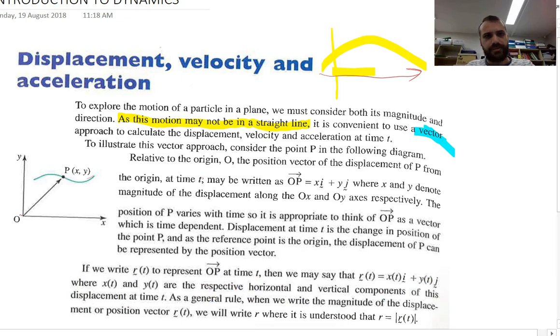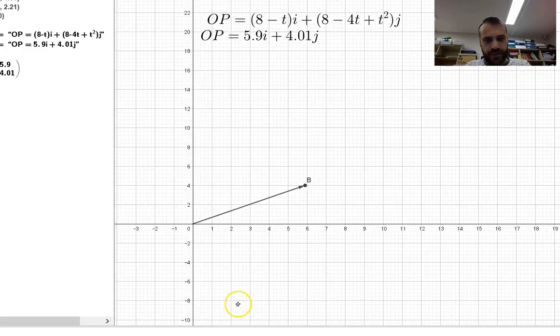Now that idea does appear in these notes, where it says, if we write r(t) to represent this, then we may say that it is some function of t times i plus some function of t times j. They're different functions of t, but a function of t times i plus a function of t times j. Going backwards, that's what this is here.